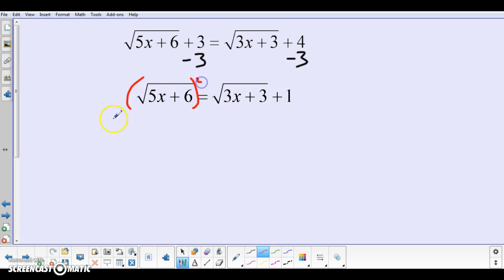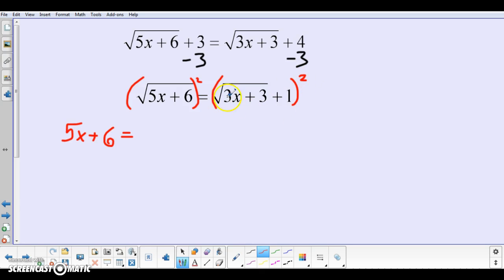Squaring the left side gives me a nice and convenient 5x plus 6. Just get to drop the square root part of it. Squaring the other side is a tad more difficult. I need to put parentheses around this entire expression and then square a binomial. Now you could write this out twice and use FOIL. I'm going to use the square of a binomial pattern to make this go a little bit faster.